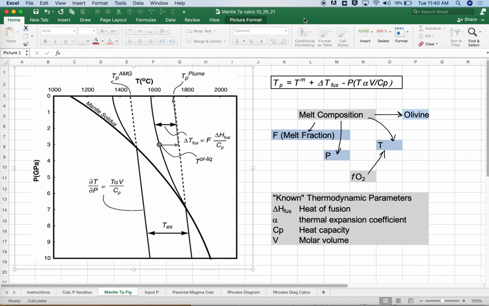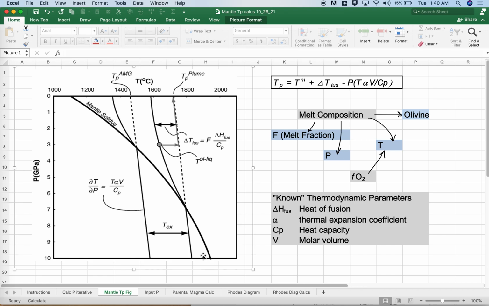Hey everybody, in this video we're going to take a look at the idea of calculating a mantle potential temperature, the ideas behind it, and then we'll come back in another video and look at this spreadsheet, Mantle TP calcs, to see about the mechanics of doing so. So here we just want to explain what a mantle potential temperature is.